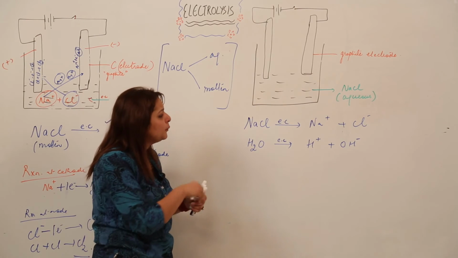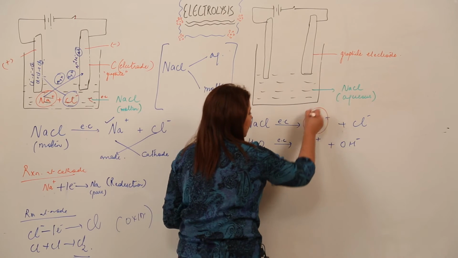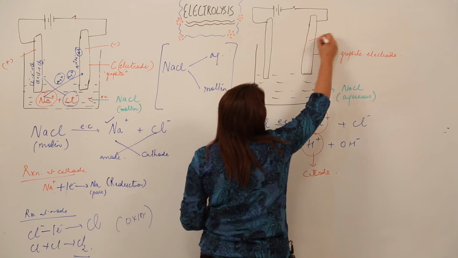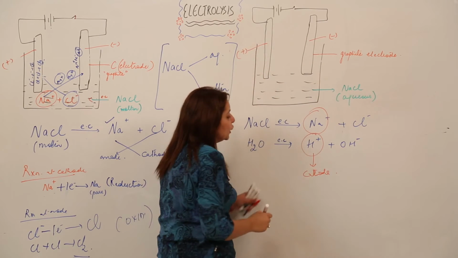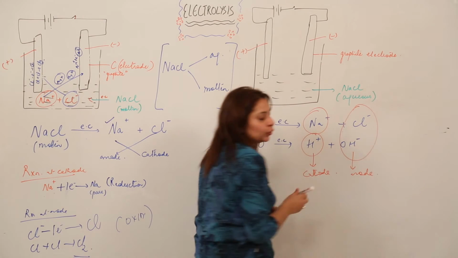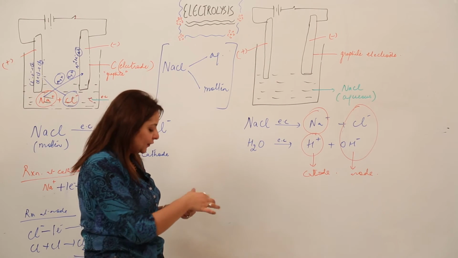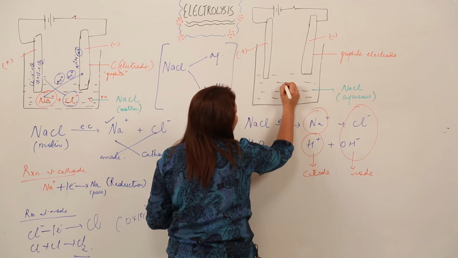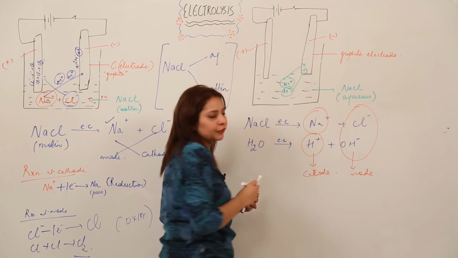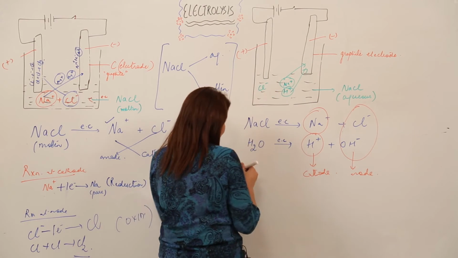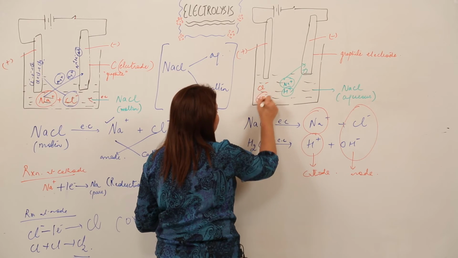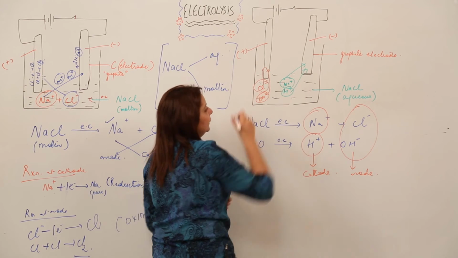Now, both the positive charges, this positive one and this positive one, will move to the negatively charged electrode, that is the cathode. Again, this is the cathode, this is the anode, right? So Na+ and H+, I'll write in the figure as well, are rushing towards the cathode, right? And Cl-, I'll write with another pen, Cl- and OH- will rush towards the anode, right?